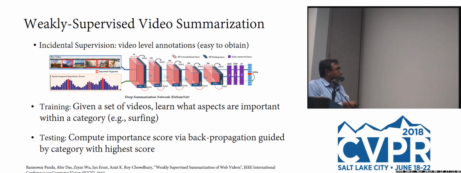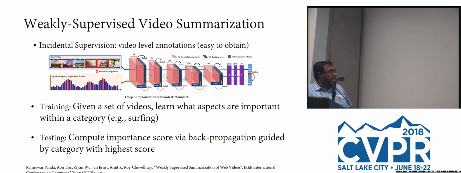For example, in the training set, I am given a set of videos, and I learn what aspects are important within a category. Again, the supervision here is not asking a person or a group of people to say that these are the important frames. It is basically giving a set of videos and saying these are videos of birthday parties, these are videos of some sport. And you design a system, which in this case is a particular architecture of a neural network, which learns what are the important categories. So this is a way of identifying the parts of those videos that are important.